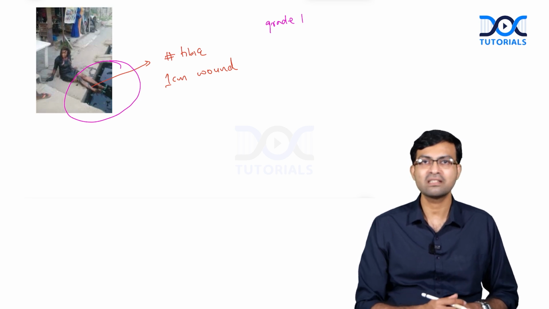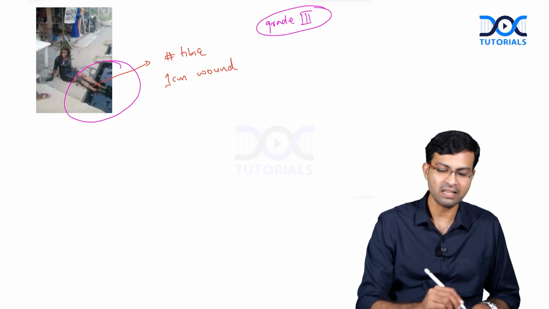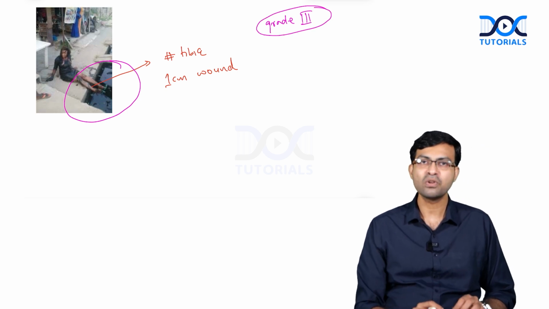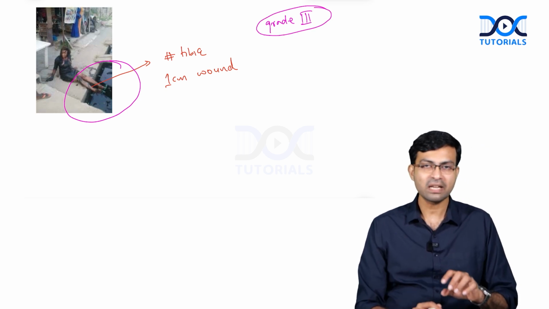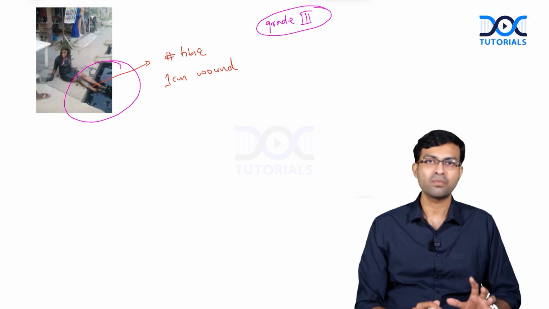So can you call this type 1? No, it is much more severe, isn't it? So this is classically type 3. So this is why I told you, irrespective of the size of the wound, look at the other factors as well before you decide on the type of injury.